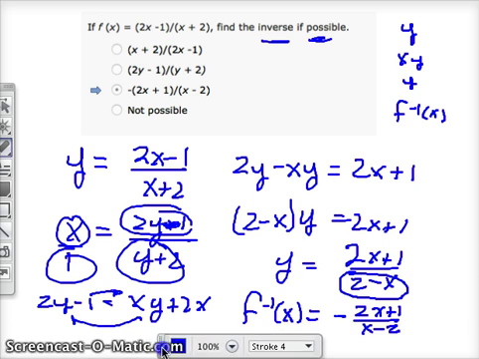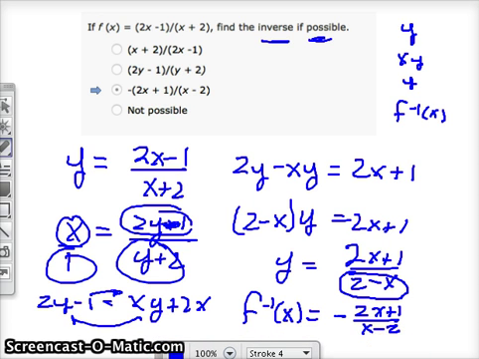Move that out of the way. Okay. So is that an answer choice? Yes, it's that answer choice down there, right here. Okay, so hopefully that explained that to you.